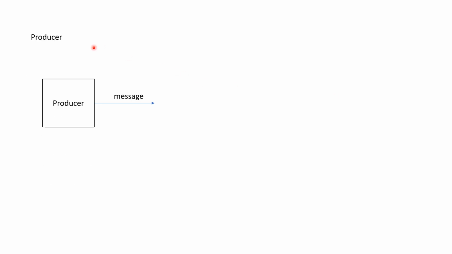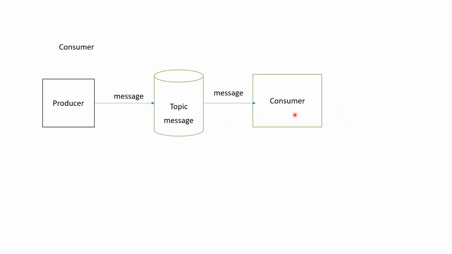First, producer. What is a producer? Producer is the one who produces messages and publishes to the topic. Now next, topic. What is the topic? Topic is like a storage system. It persists the messages published by producer. Then consumer. Consumer is the one who subscribes to topic and consumes the messages.